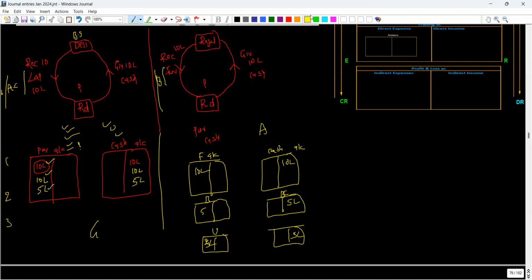Purchase account. So we should know what is the intention for maintaining the purchase account. We are maintaining the purchase account to record the value of the goods purchased by the company, received by the company from the suppliers for the intention of the resale.